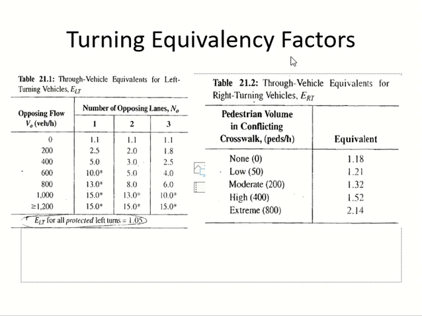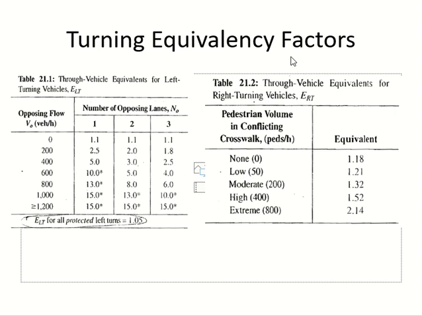And for the right turning, you must know the pedestrian. How many pedestrians are crossing? No opposing volume, only pedestrians. Clear? Now in this table, you can see the factors are given according to opposing volume and lanes, and then there is a factor which is given at the end.